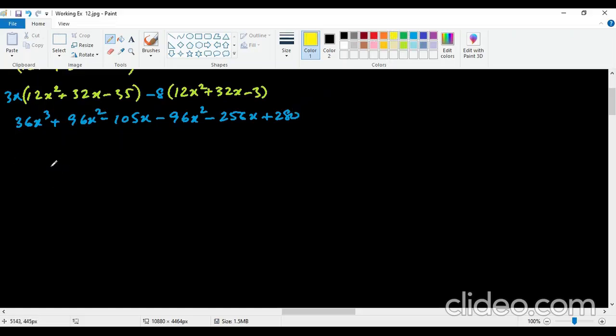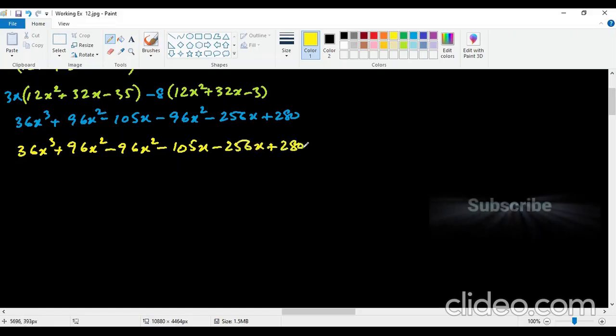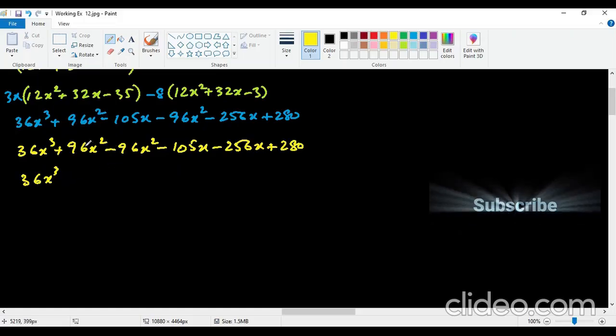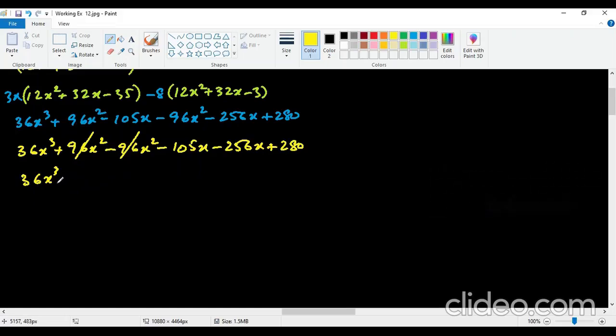Okay, now I will bring the like terms together: 36x cube and plus 96x square, minus 96x square, minus 105x, minus 256x, and plus 280. So further simplification is going to give me this. Plus 96x square and minus 96x square are cancelled, and minus 105 and minus 256 is going to give me a negative 361x and plus 280 as an answer for this question.